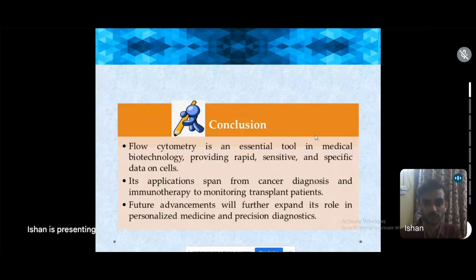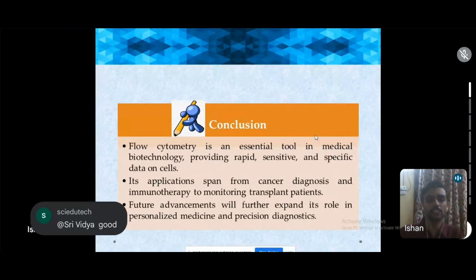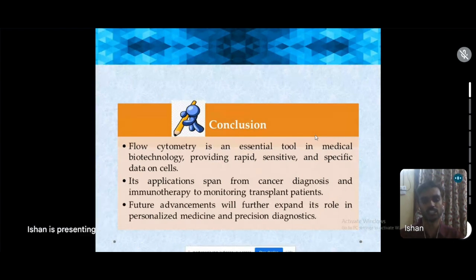Then we talk about sensitivity and specificity, whether the data is very specific to a particular cell and whether it is sensitive. It can detect a minimum amount of data or amplify a minimum amount of cellular data into positive results for medical decision. Its applications span from cancer diagnostics and immunotherapy to monitoring transplant patients. Future advancement will further expand its role in personalized medicine and precision diagnostics.